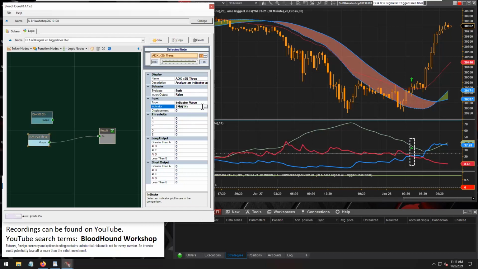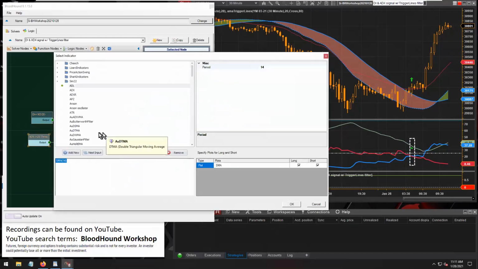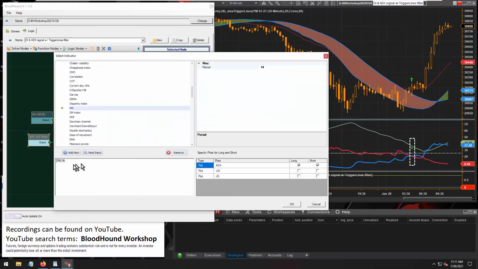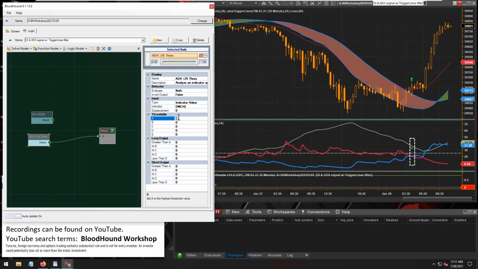All right, so for our input, again, let's select the DM indicator one more time. DM, and this time we want the ADX, and that's already selected for us. So we can just click OK. And so now we need to put in that 25 level. Now the ADX is non-directional, right? It's just telling you the strength of the trend. And it doesn't matter if it's a downtrend or an uptrend. In this strong downtrend, our ADX is going up.